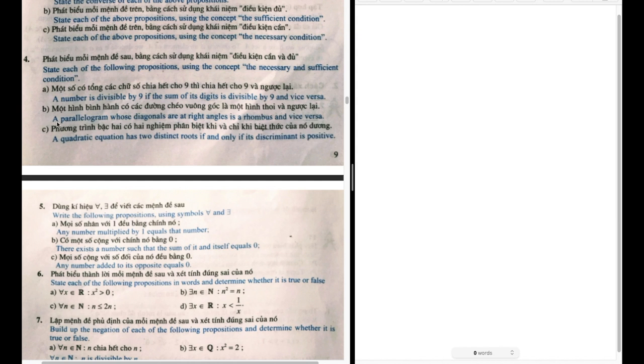B. A parallelogram whose diagonals are at right angle is a rhombus and vice versa. Okay. It becomes a parallelogram whose diagonals are at right angle is the necessary and sufficient condition for it is a rhombus. Okay.